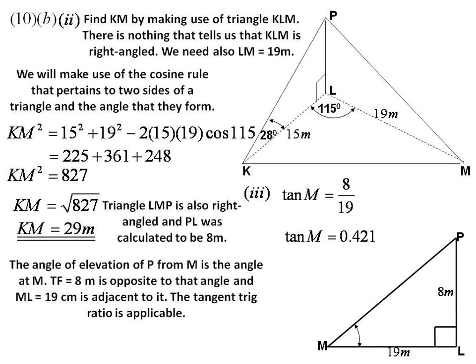8 over 19, which is equal to 0.421, and M is equal to tan inverse 0.421. If we are saying that the tangent of the angle is 0.421, and we need to find the angle, we need to go in the opposite direction of taking the tangent, which is taking the tan inverse, or the reverse of taking the tangent. And we have the tan inverse of 0.421, and that turns out to be 23 degrees.